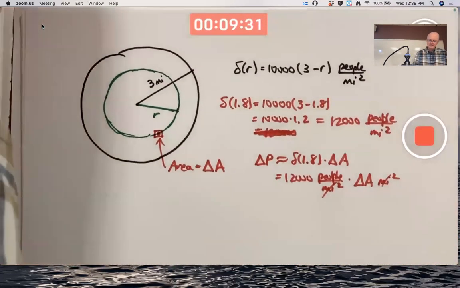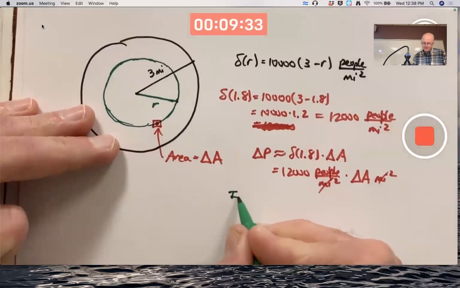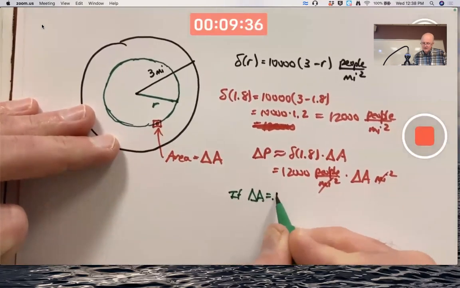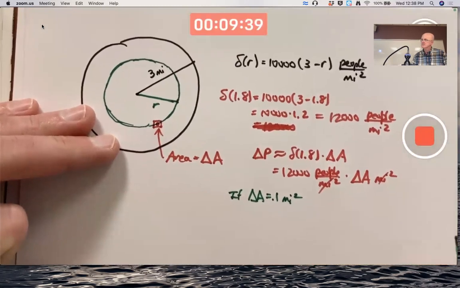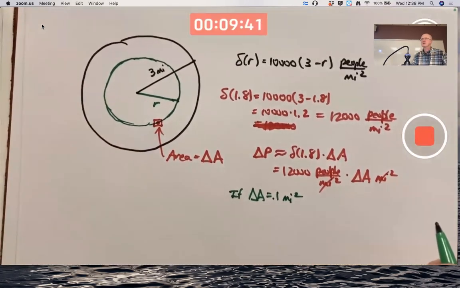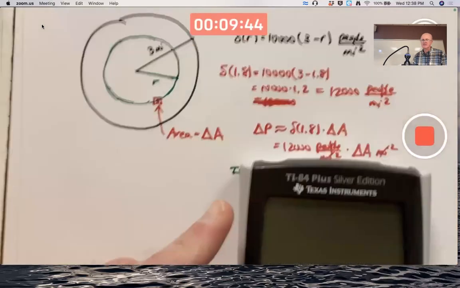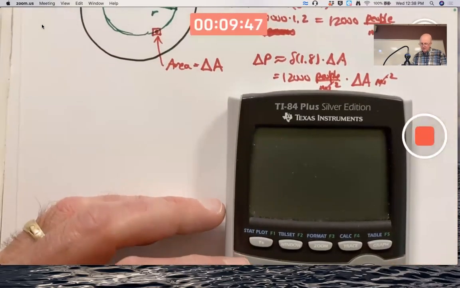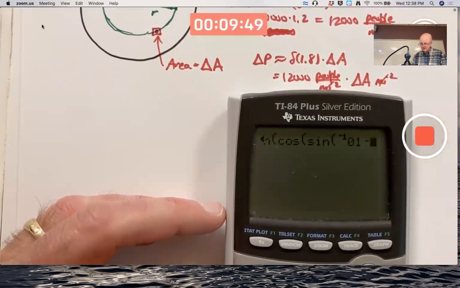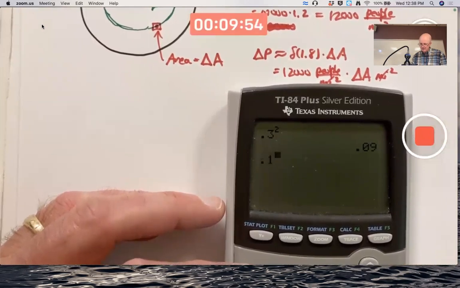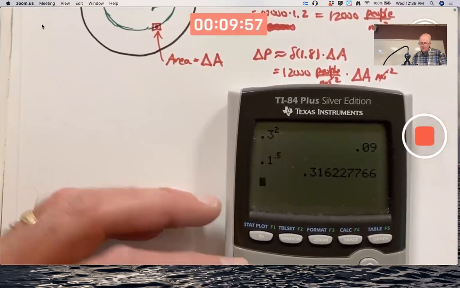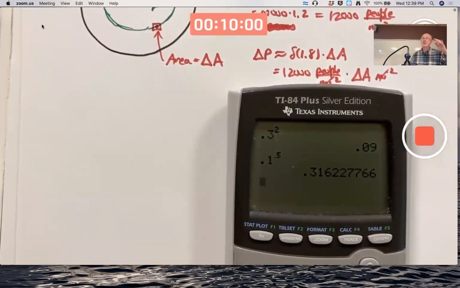So for example, if the small area is 0.1 square miles, which try to imagine 0.1 square miles, the square root of 0.1 is close to 0.3, because 0.3 squared is close to 0.1. Square root of 0.1 is about 0.316. Imagine a square whose sides are 0.316 miles. Can you imagine that? Can you imagine 0.3 of a mile?